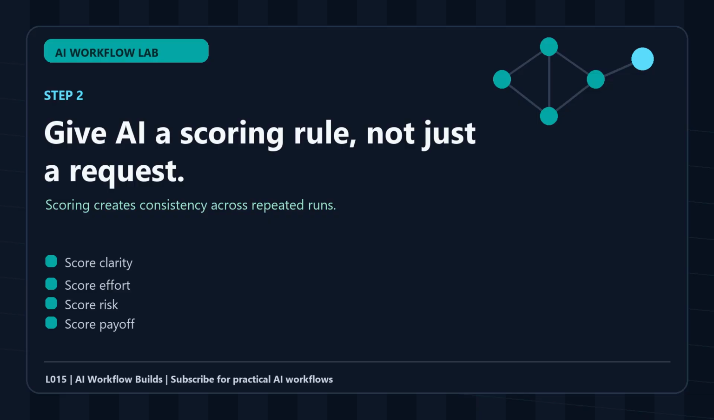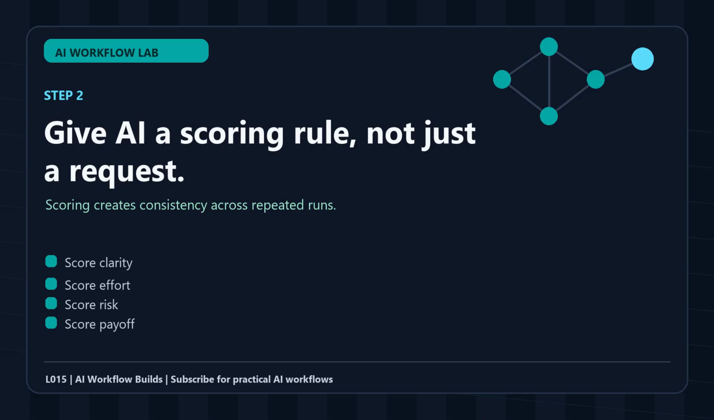Clarity means the next action is easy to understand. Effort means the action is realistic for one person or a small team. Risk means there is a chance of wrong facts, bad assumptions, wasted time, or policy problems. Payoff means the action moves the user closer to the outcome.